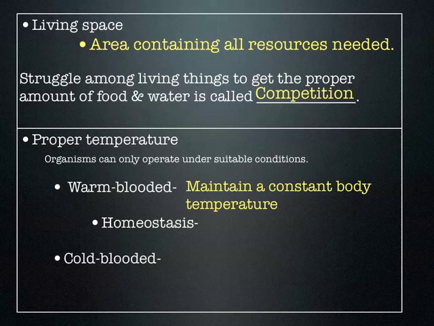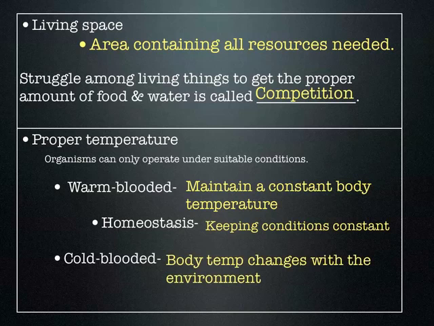We call this process of keeping conditions at the proper level homeostasis. It is keeping conditions constant. So your body keeping the right body temperature is called homeostasis. Okay, cold-blooded animals, their body temperature changes depending on the environment that they're in. So if it's cold out, their body temperature drops. If it's warm out, their body temperature goes up.